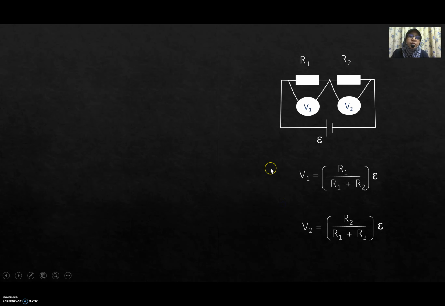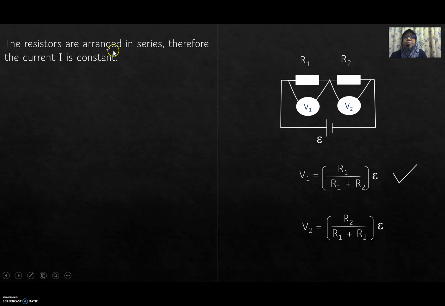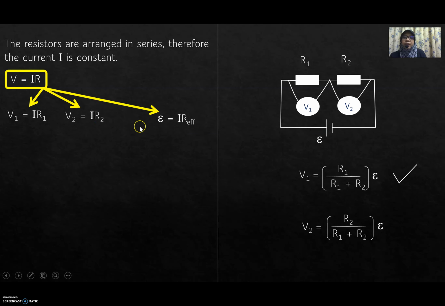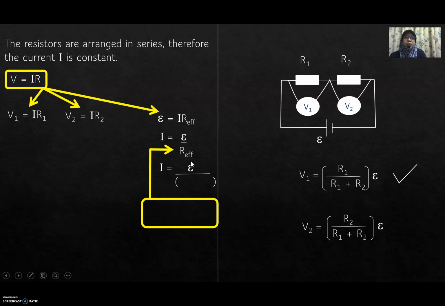We discuss resistors arranged in series first. For the first formula, the resistors are arranged in series, therefore the current is constant. From the equation V equals IR, V1 equals IR1, V2 equals IR2, and the EMF equals I R effective. We rearrange this to become I equals EMF per R effective. What is R effective? For resistors arranged in series, R effective is R1 plus R2. So we substitute and get I equals EMF per R1 plus R2.